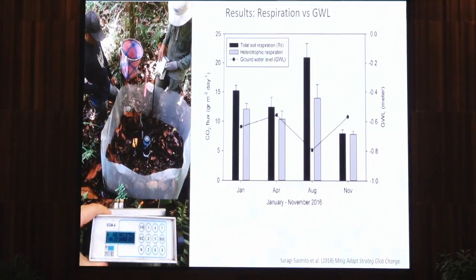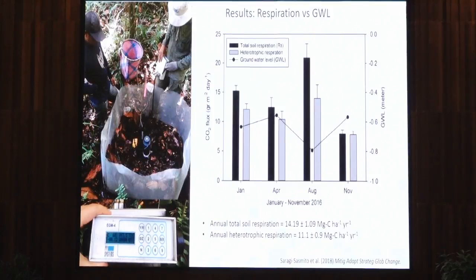Next. And we try to monitor and calculate respiration. We get around 14 tons carbon per hectare per year for total annual respiration from the forest floor. And then we can see a significant relationship between the groundwater level and emissions. A really strong relationship, and the microbial respiration contributes the higher share, which is 60 to 70% of the total annual respiration from this ecosystem.